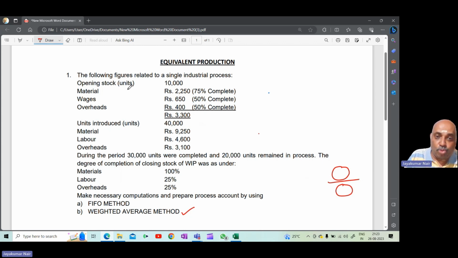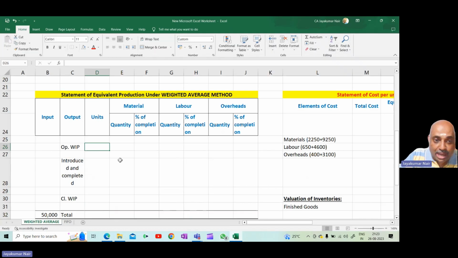So here we have opening stock 10,000. So this is your opening work in progress. So 10,000 units, I will be taking it here. And introduced and completed during the year is 20,000, because the total should become 30,000. And the number of units which are in work in progress will be 20,000. So your input and the output tally. So this is 50,000, this is also 50,000.